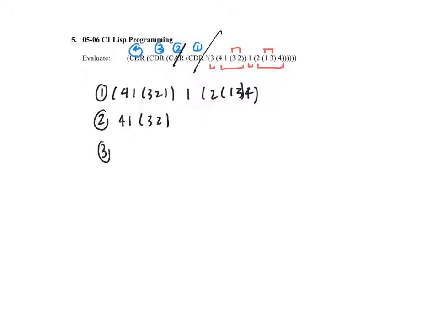The third step is again CDR. So we're going to grab everything except for the first term in that list, which is 4. So that means we're left with 1, parentheses 3, 2. So now I'm going to cross off the third function.